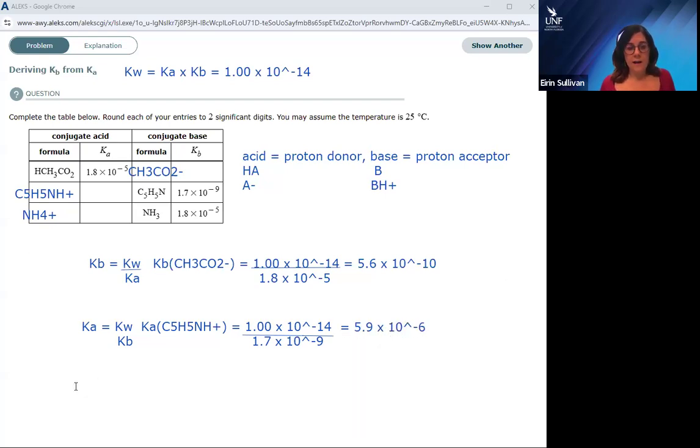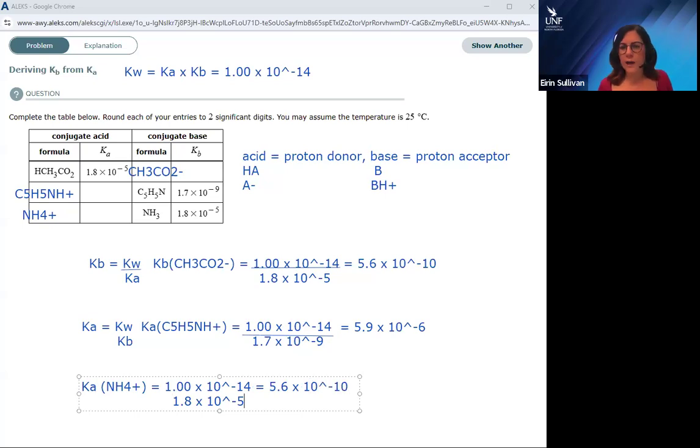And then lastly, Ka for my ammonium cation. Again, that would be Kw over Kb. So for NH4 plus, it's going to be Kw, 1.00 times 10 to the power of minus 14, divided by Kb for ammonia, which is 1.8 times 10 to the power of minus 5. I'm going to expect a much smaller value of Ka for ammonium. Although ammonia is still a weak base, it's a stronger base than ammonium is an acid. And that comes out to be 5.6 times 10 to the power of minus 10.